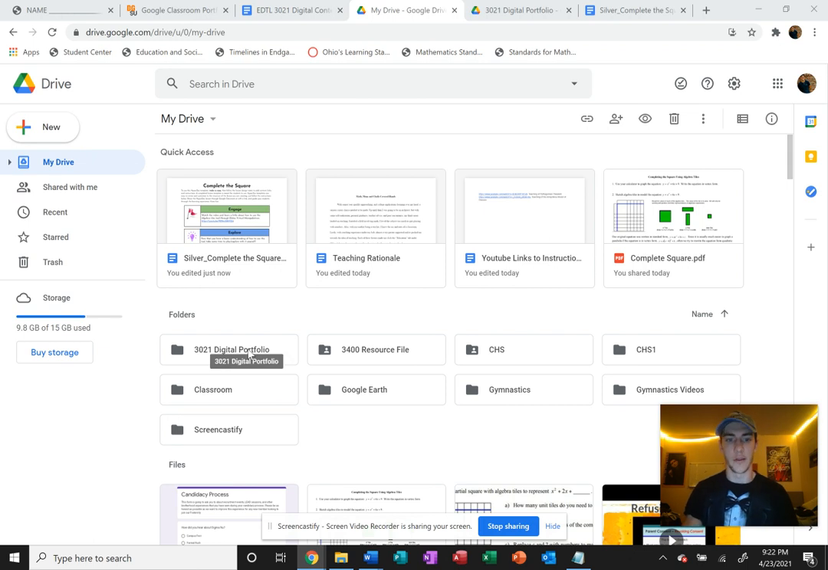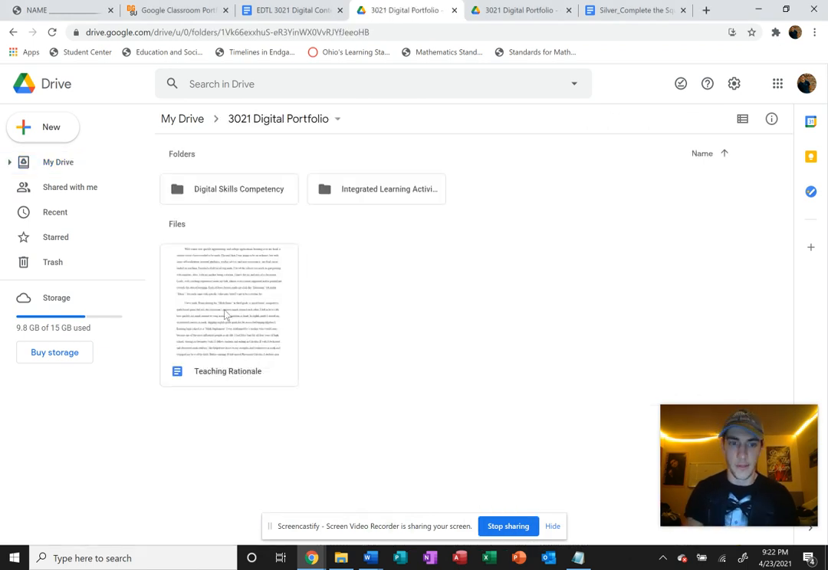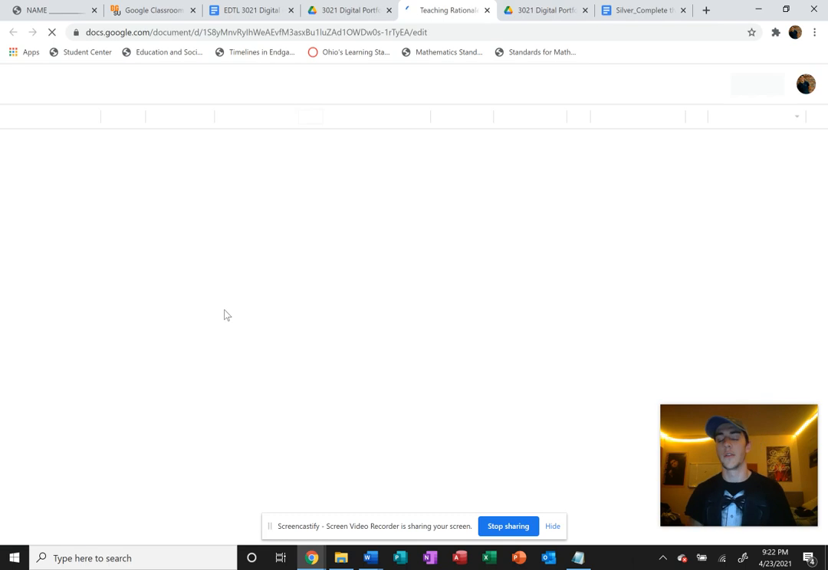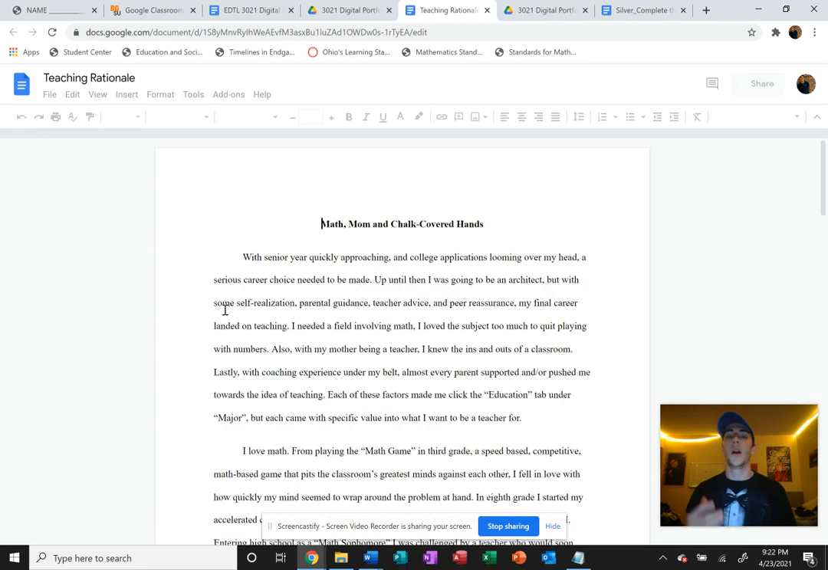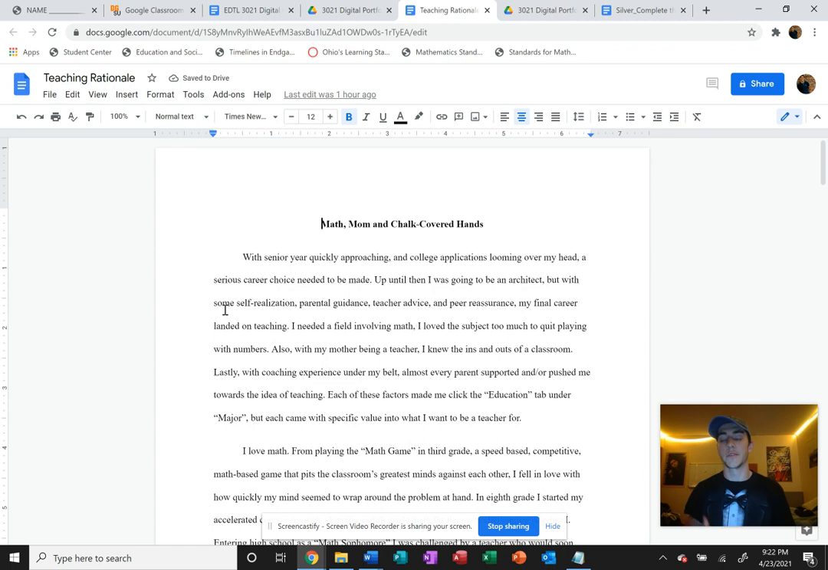First things first, we're going to head into the portfolio itself and take a look at the teaching rationale. This is what I want to do as a teacher. When it comes to teaching, there were three major inspirations to what I wanted to be as a teacher: my love of math, my work with my mother in her classroom, and, through chalk covered hands, I mean my time in gymnastics and how that impacted my relationship with coaching and teaching, and really did show me that teaching was going to be something that I could be potentially good at.